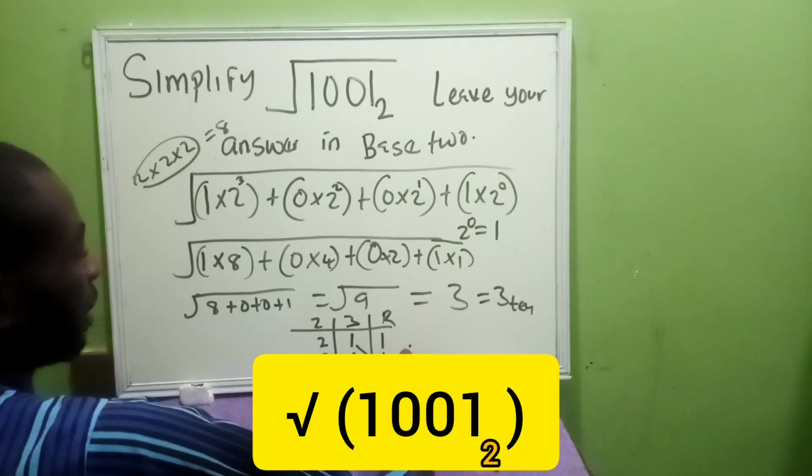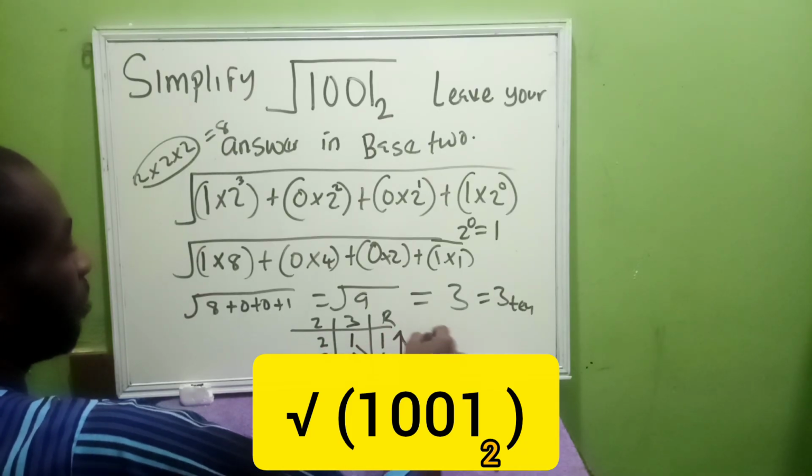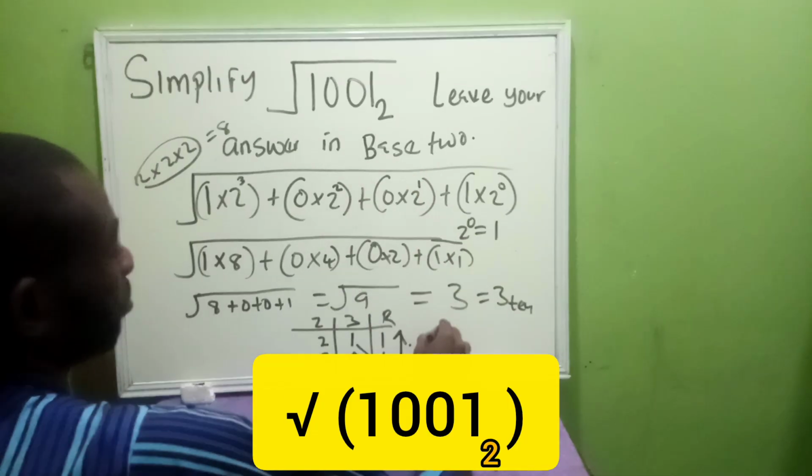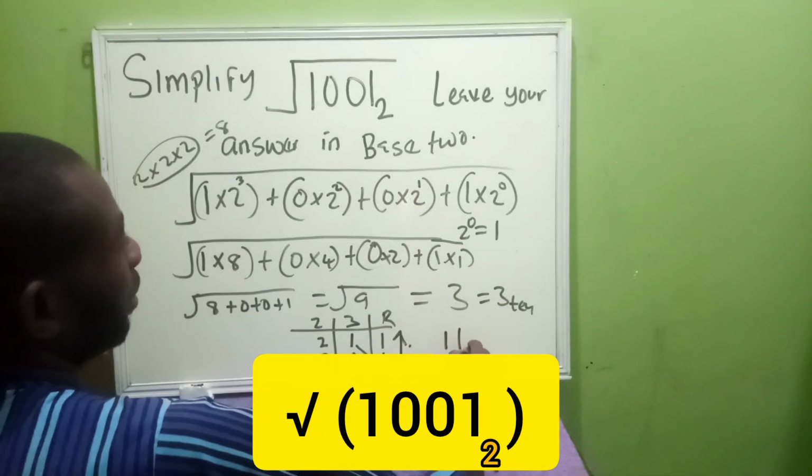So automatically we write our answer from the bottom to the top. Our answer is supposed to be 3, but they say we should leave our answer in base 2. So it is 11 in base 2.